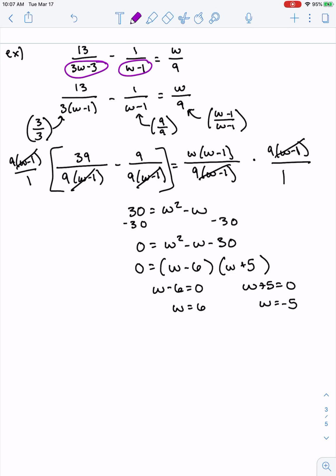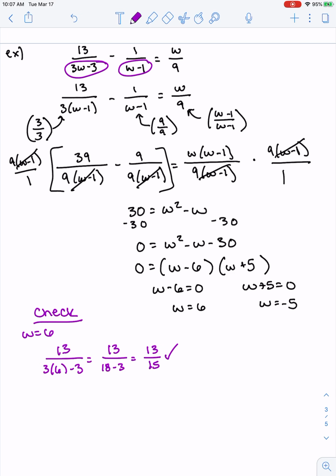So if I plug in the 6, let's check our solutions. If I plug in w equals 6 to my 13 over 3 times w minus 3, I get 13 over 18 minus 3, or 13 over 15, which is an okay solution.